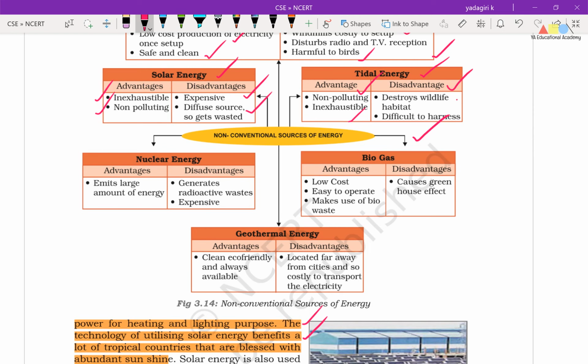Okay friends, tidal energy, the advantages are it is non-polluting and it is inexhaustible, and the disadvantages are it destroys wildlife habitat, because for tidal energy we have to build some infrastructure at the coastal areas. So because of that, the habitat of wildlife is disturbed, and it is difficult to harness.